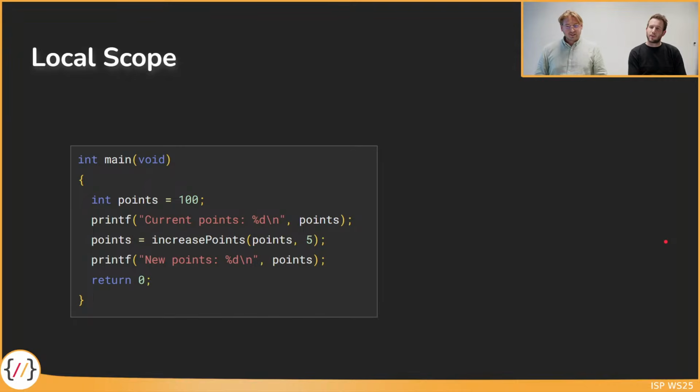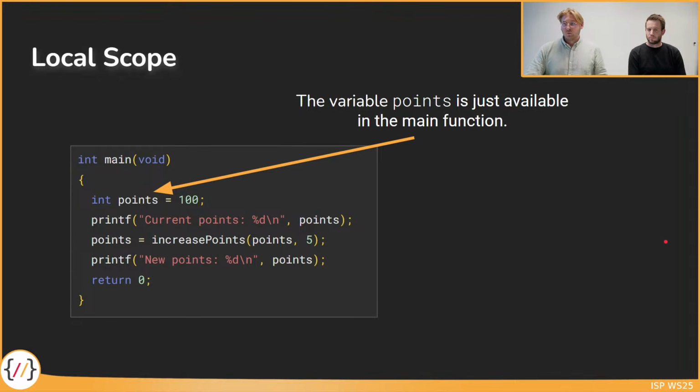And for that, let's start with the scope, and in particular the local scope. So when we talk about the local scope, we mean that a variable is just available within a specific function or some specific block. So for example here, we have the variable points, which is only available in the main function. So if you would have another function here on top of that, we would not be able to access this local variable points because we can only access it within this block here.